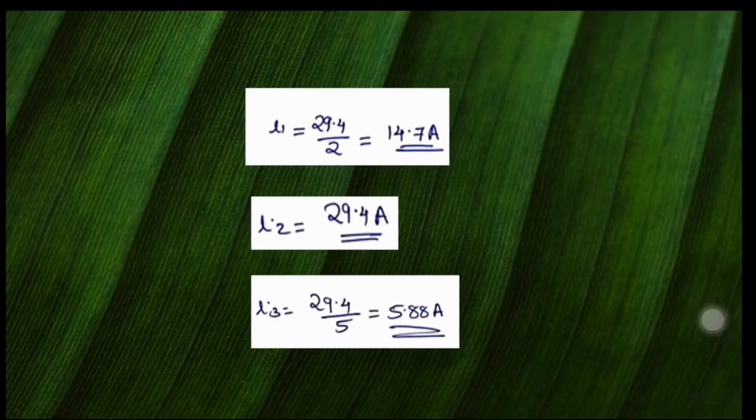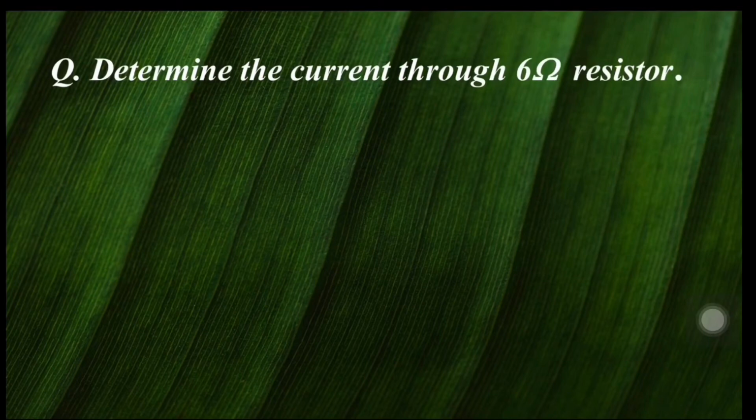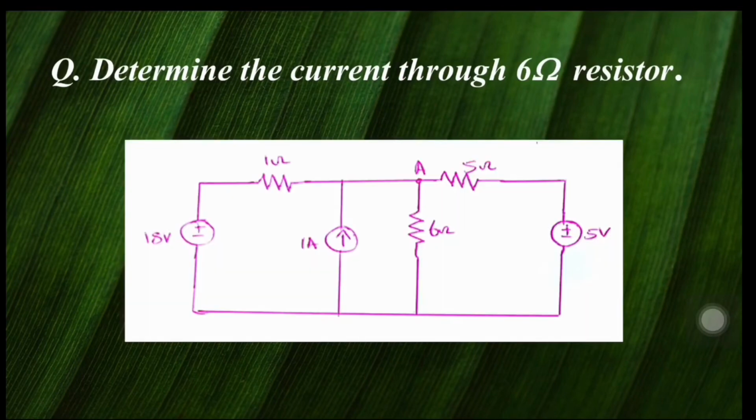Let us now turn to next question. Determine the current through 6 ohm resistor. The network is given here. Here we have one current source 1 ampere and two voltage sources 18 volts and 5 volts. You can see this 1 ohm resistor is connected in series with this 18 volt voltage source, and this 5 ohm resistor is connected in series with this 5 volt voltage source.